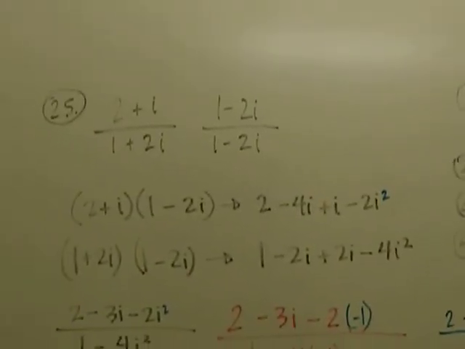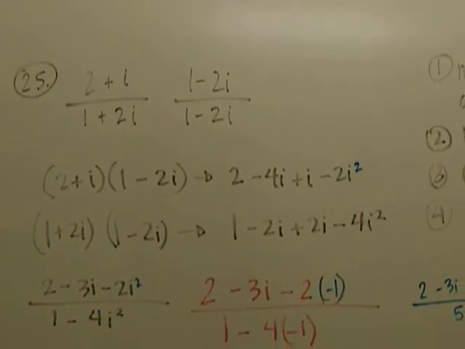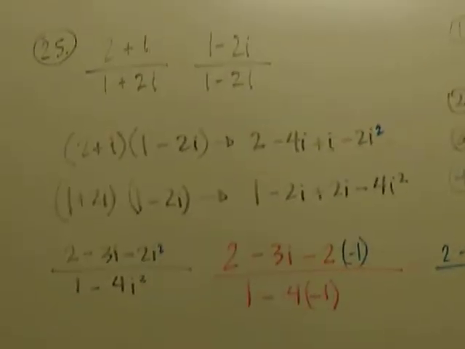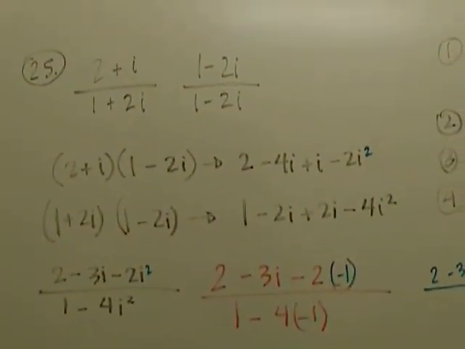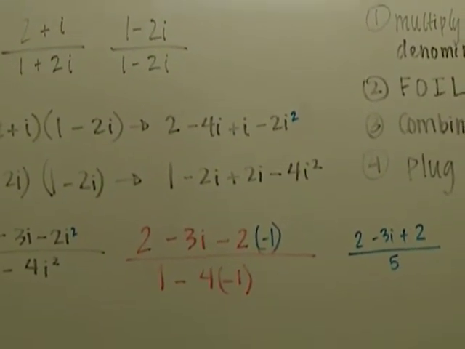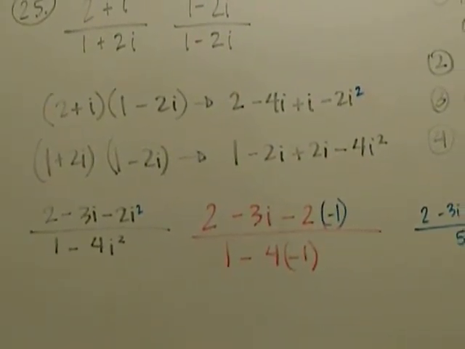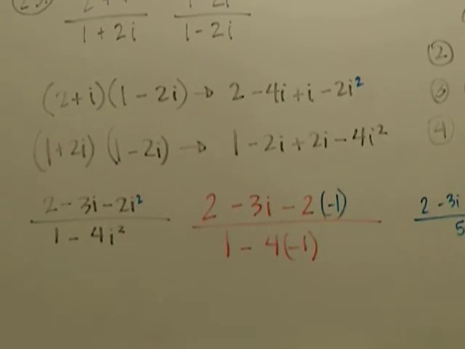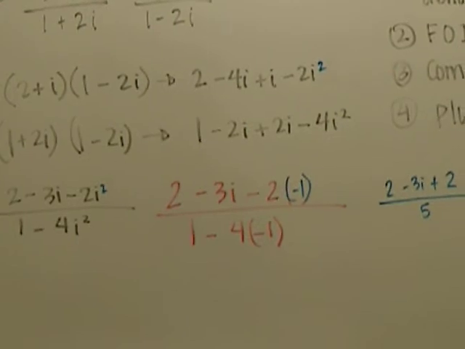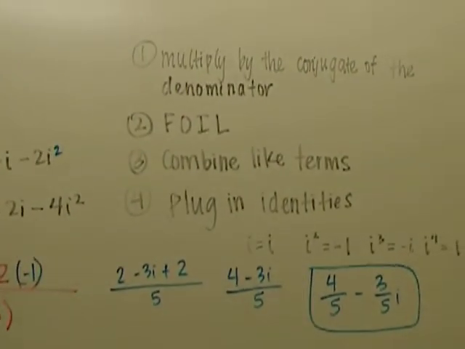Step 2, FOIL on the top and the bottom. So you see we have 2 plus I times 1 minus 2I, and that FOILs into 2 minus 4I plus I minus 2I squared. We FOIL the denominators, so we have 1 plus 2I times 1 minus 2I. You get 1 minus 2I plus 2I minus 4I squared. Then you're going to just go ahead and combine like terms. You end up with 2 minus 3I minus 2I squared. And the denominator, you're going to have 1 minus 4I squared because the 2I's do cancel as you have a negative and a positive. Once you do that, so step 3, we combine like terms.